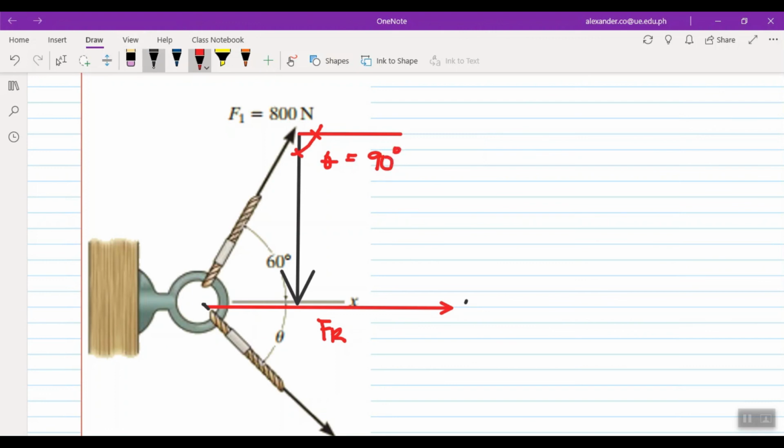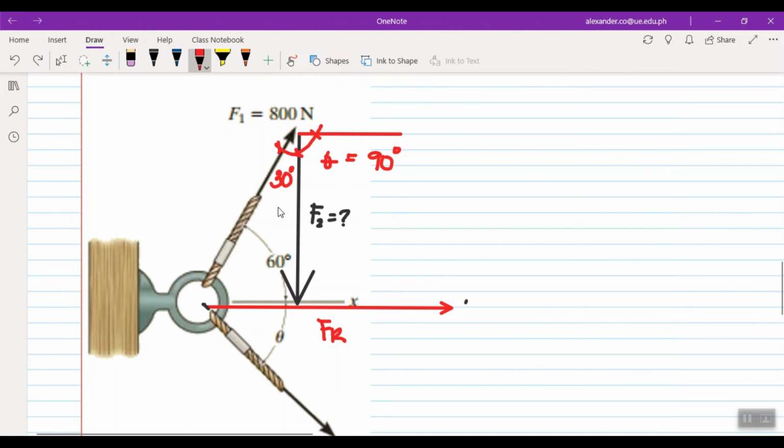Okay? So, ano na lang kulang? Yung sagot ng F sub 2. Ano yung magnitude nito? Paano yan? Solution lang. Using sine law, cosine law. Kung this is 60 degrees, 90 degrees yan, ilan tong natira? 30, di ba? Alam na natin yan. Walang Celsius, no? Okay, so 30 degrees yan.